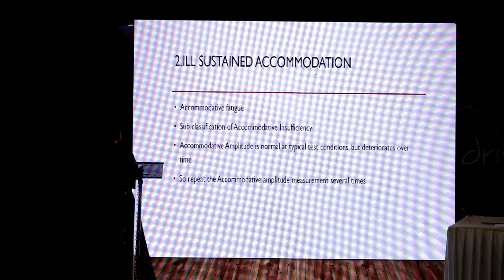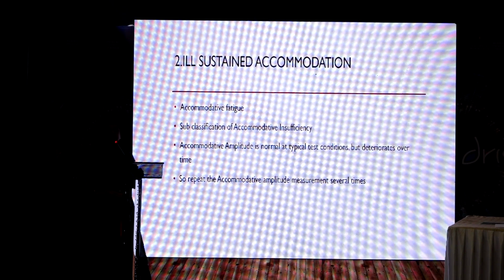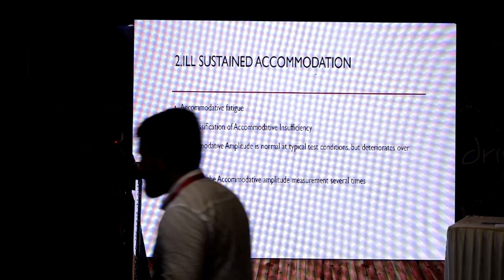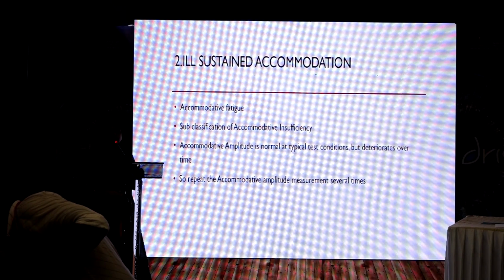Ill-sustained accommodation actually is a subclassification of accommodative insufficiency. It can also be termed accommodative fatigue, where, when you check the accommodative amplitude, it will be normal in the beginning, but as you go on checking, you find that there is a deterioration in the accommodative amplitude. So repeat measurements of accommodative amplitude are mandatory for the diagnosis of ill-sustained accommodation.